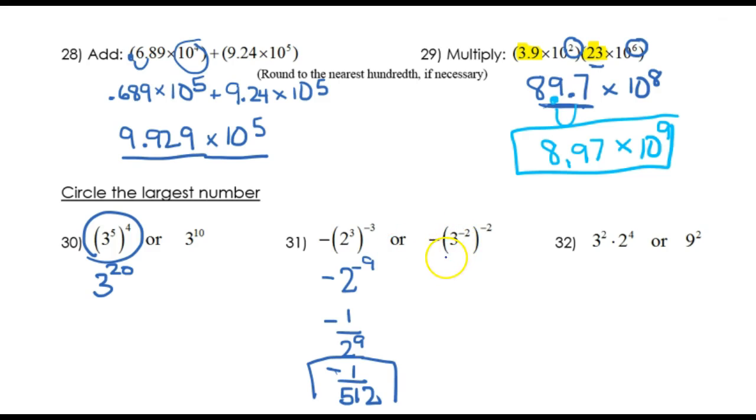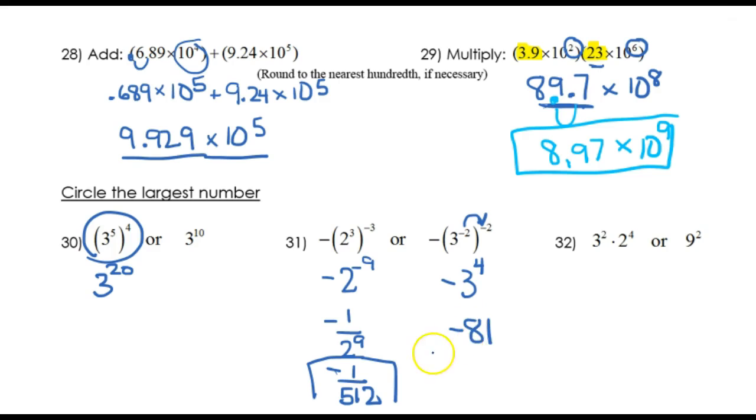Now let's go through the next one here. So we have a negative 3 to the negative 2nd power, to the negative 2nd power. Power to a power, we're going to multiply the exponents. So this is going to be negative 3 to the 4th power. Negative 2 times negative 2 is positive 4. So negative 3 to the 4th power is going to be negative 81.